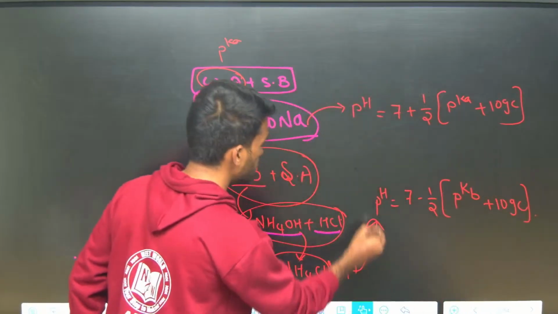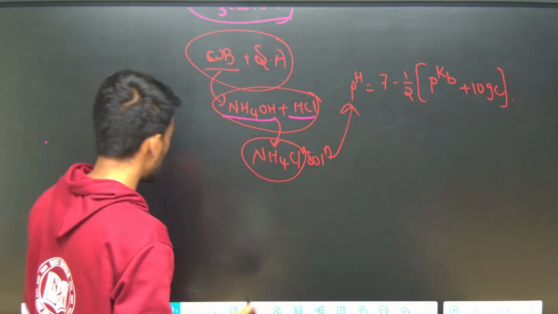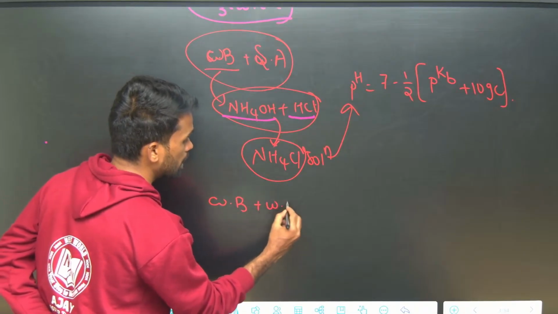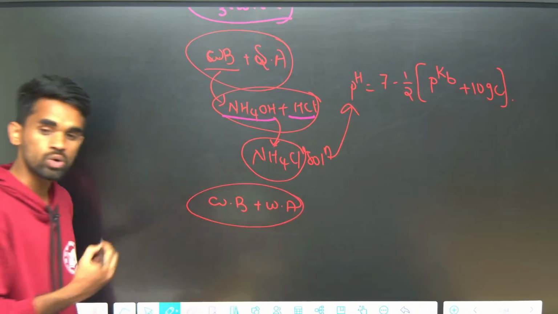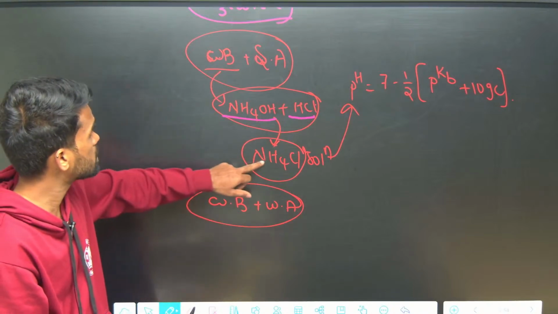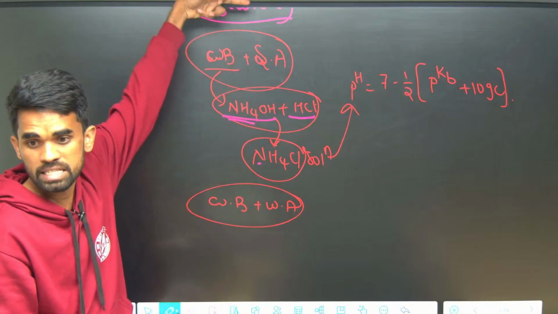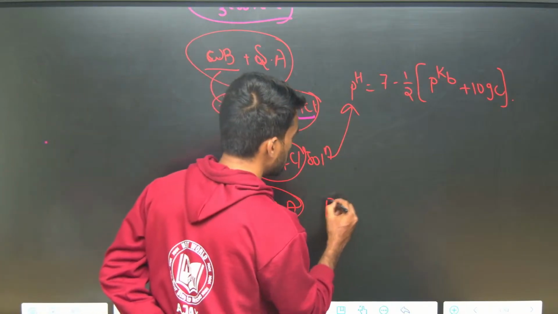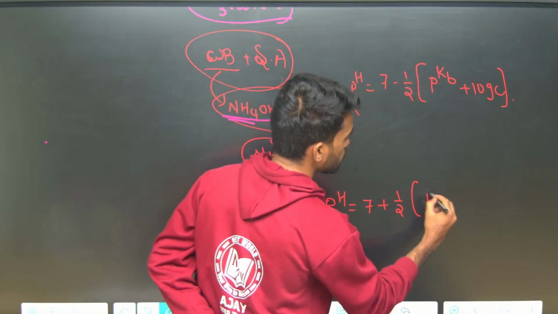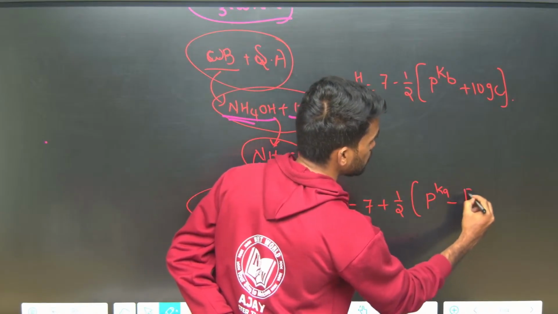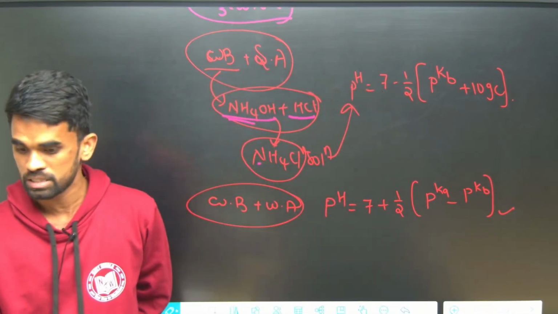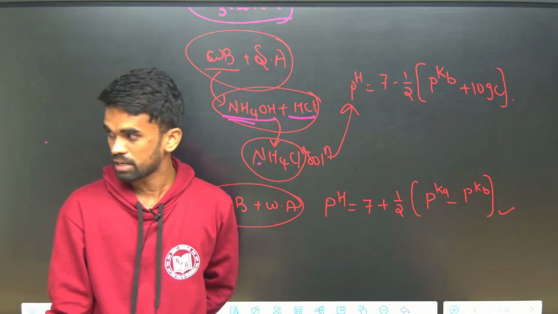And I have one more formula for a salt formed by a weak base plus a weak acid, like ammonium acetate, that is ammonium hydroxide plus acetic acid. The pH of that combination is calculated using 7 plus half into pKa minus pKb. This is what we have discussed, and a few numericals related to this. I think 1 or 2 questions are given as work also.